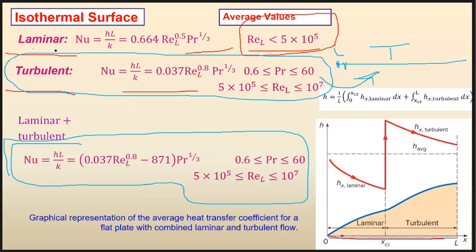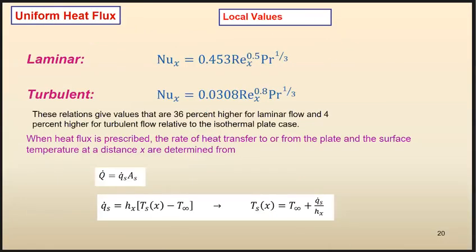But for better approximation, you should use this equation because it accounts for both the laminar part and the turbulent part, for an isothermal surface where we have a combination of laminar and turbulent flow. Also, as I said, there are thousands of equations, and we just deal with some basic ones for flat surfaces, or basic geometries.